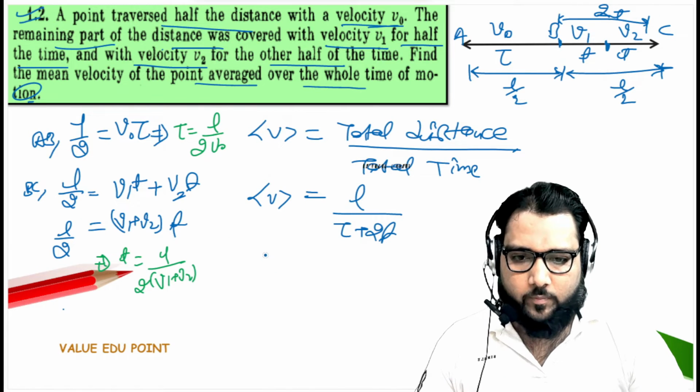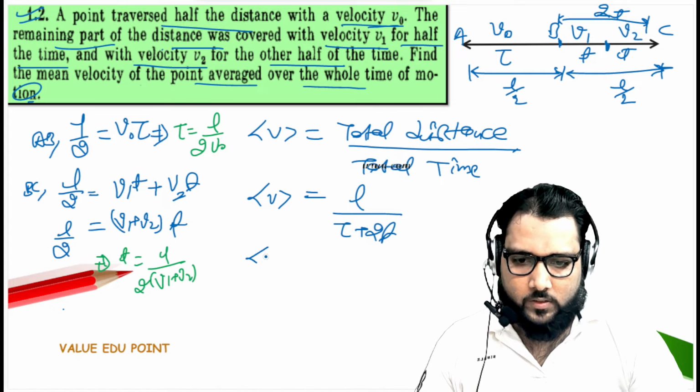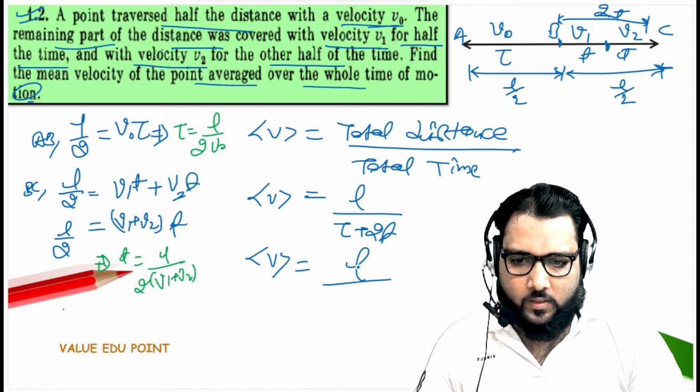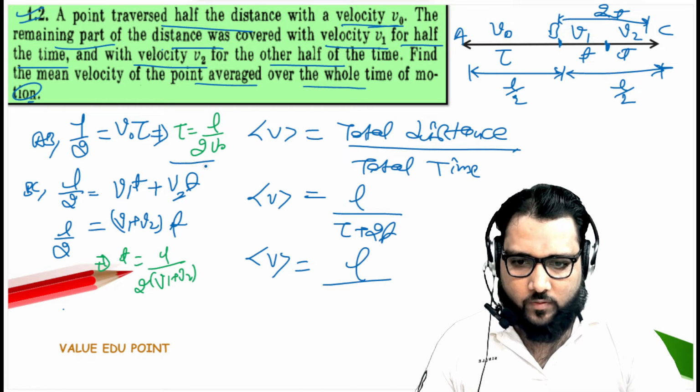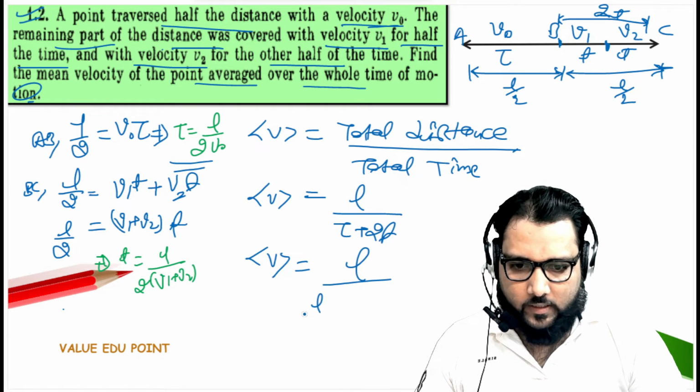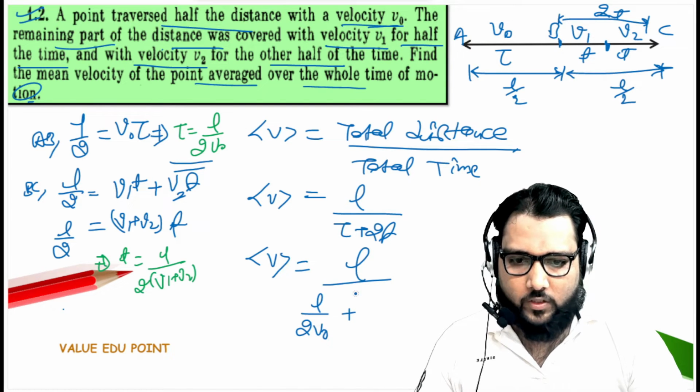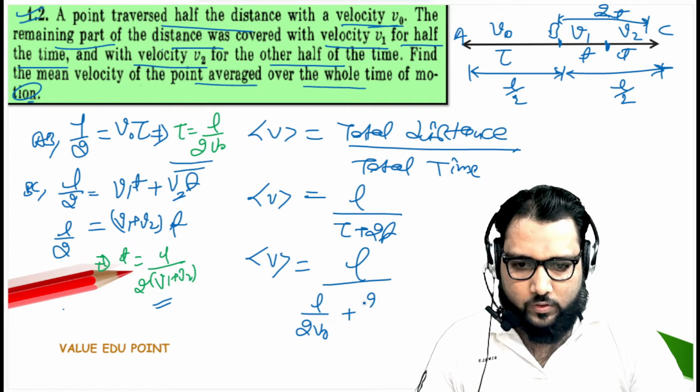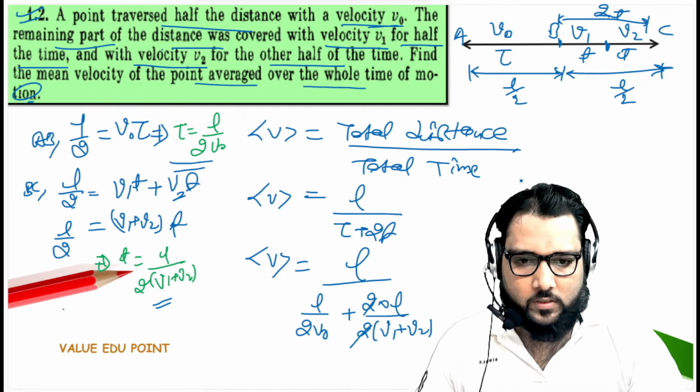So now guys, we are putting the value in this expression, that is average velocity is equal to L upon the value of tau. We have already found it from here. So we can directly write L upon 2 V naught. And the value of t we already know from this expression, so that comes out to be L upon 2, V1 plus V2. Is it okay, guys? Here the 2 cancels out.